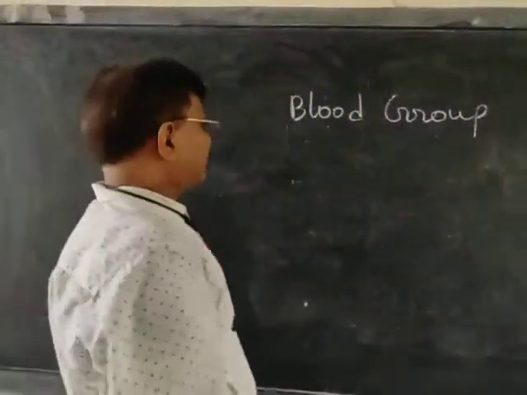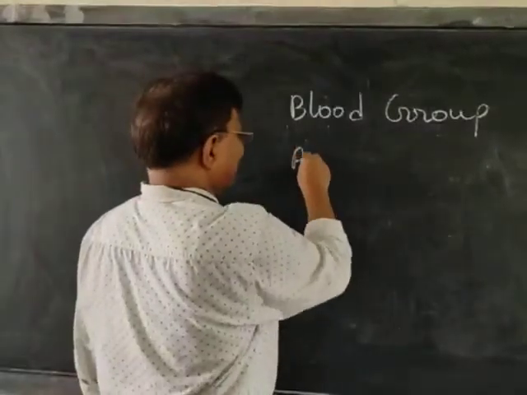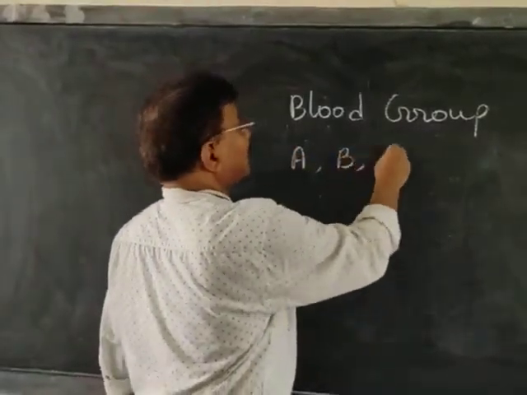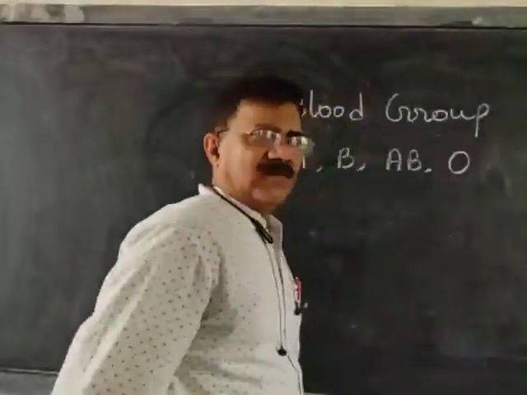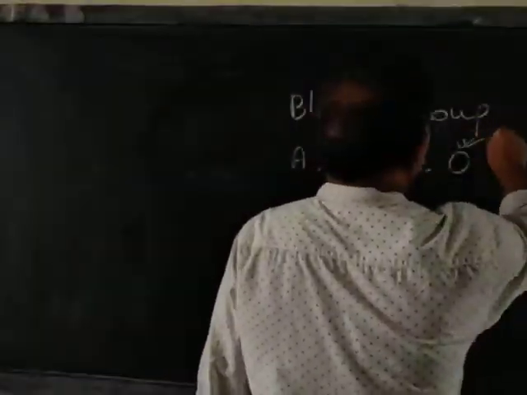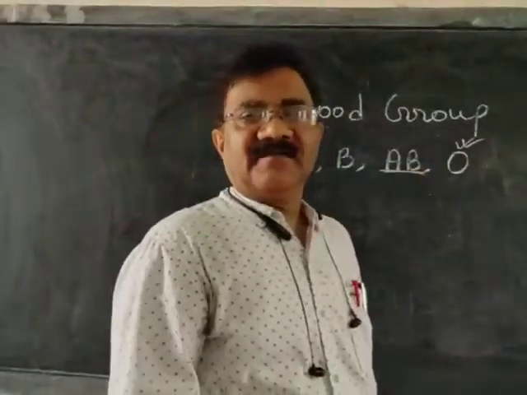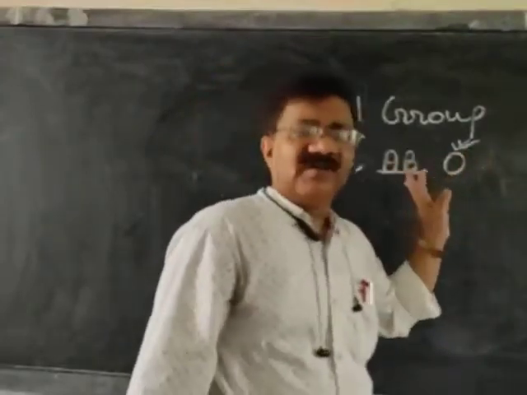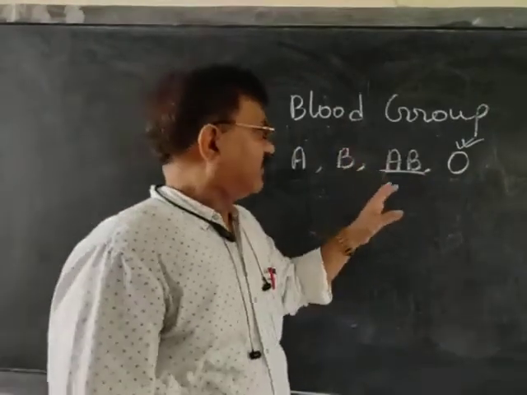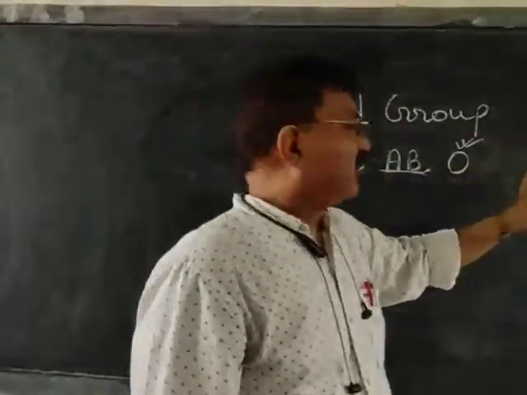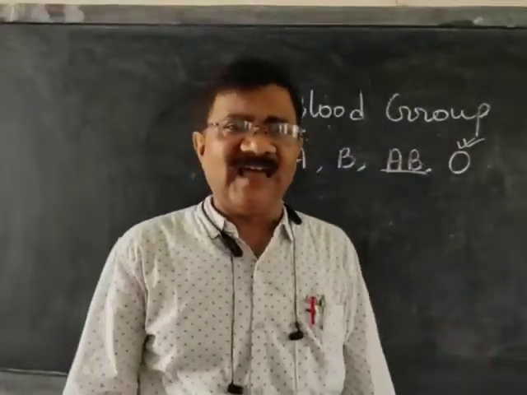In blood groups we have discussed the blood groups A, B, AB and O. O is the universal donor and AB is the universal recipient. We have also discussed why it is called universal donor and why it is called universal recipient.